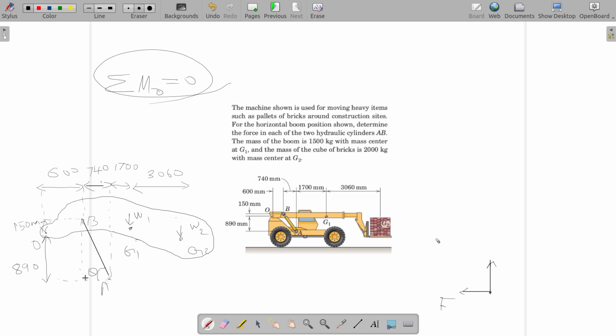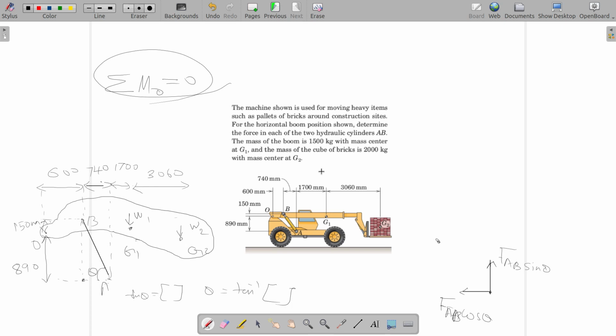and the distance from here to here is 740. So tan theta will be equal to this divided by this, and theta will be equal to tan inverse of that quantity. So you have theta. Once you have theta, then you can write FAB cos theta here, and FAB sin theta here.